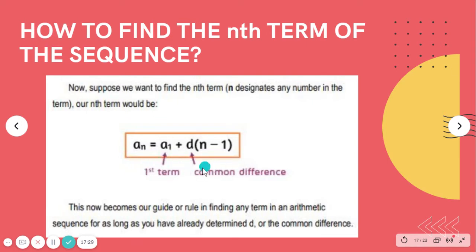So paano natin to binabasa? So it is read as a sub n is equal to a sub 1 plus d multiplied by the quantity of n minus 1. In other books, yung d natin pwede siyang nandito after ng n minus 1. So a sub n is the nth term, yung hinahanap nating term. A sub 1 is the first term. D is the common difference. And n is the total number of terms. So please, grade 10, remember this formula. This is important in our succeeding lessons.